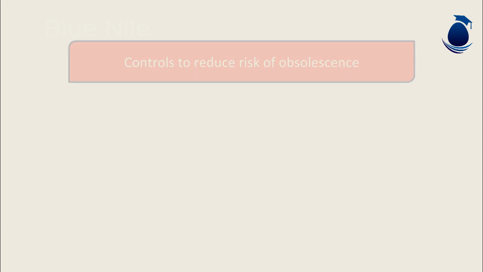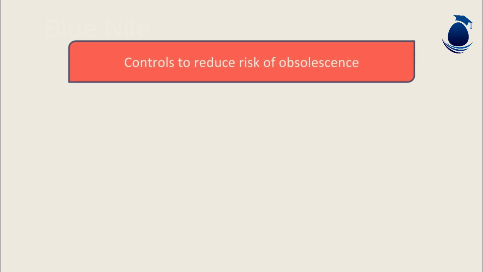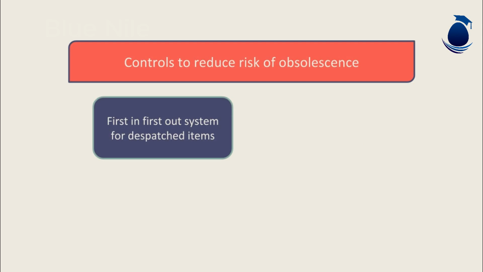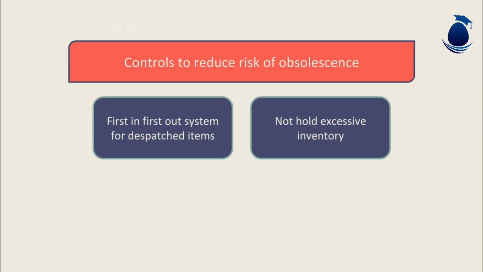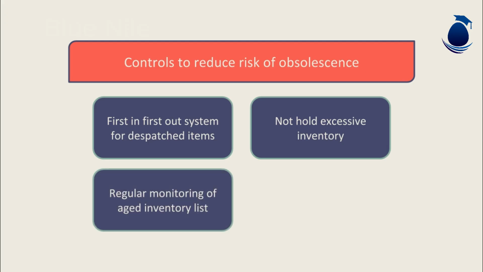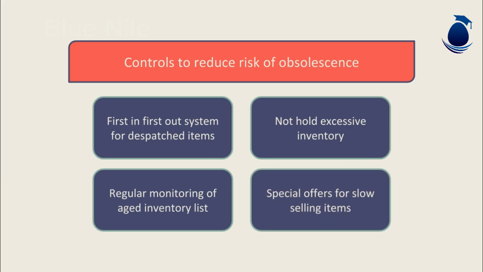And examples of controls to reduce the risk of obsolescence are a first-in, first-out system for items being dispatched, not to hold excessive amounts of inventory, regular monitoring of aged inventory lists for old, slow-moving items, and special offers potentially to shift items that are not selling faster.